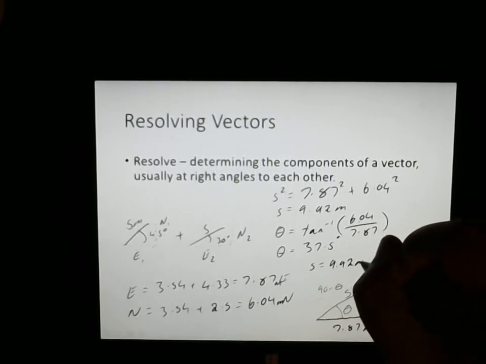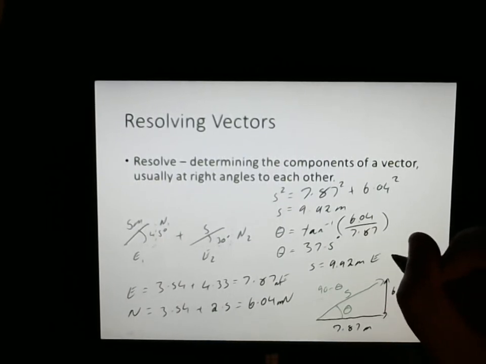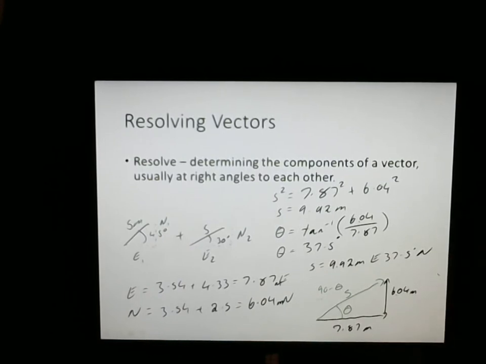So now our answer here, S, equals 9.92 meters, east, 37.5 degrees north. If we had this other one, it would be 52.5 degrees, so it'd be north, 52.5 degrees east. That would also be correct. You wouldn't get marked down for that. It just matters how you draw it to show it. So there are always sort of two answers when you have an angle.